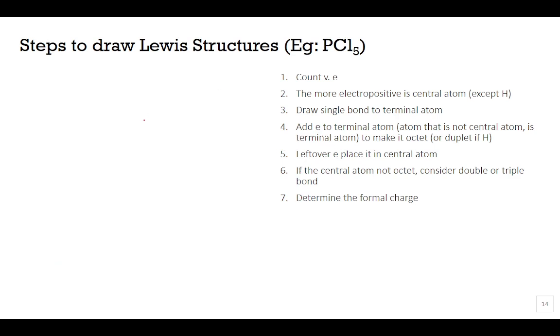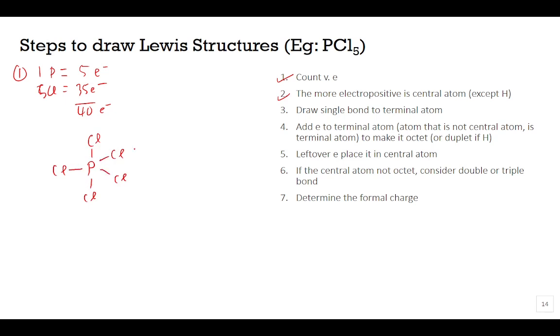PCl5. Next one, PCl5. There will be a lot of exercise for you to understand this. Okay, PCl5. Valence electron: 1 phosphorus equals 5 electrons. There are 5 Cl, so this is 35 electrons, so the total is 40. So which one is more electropositive? Phosphorus. So phosphorus is the central atom, and you are going to put Cl, Cl, Cl, Cl, Cl around it with single bonds.